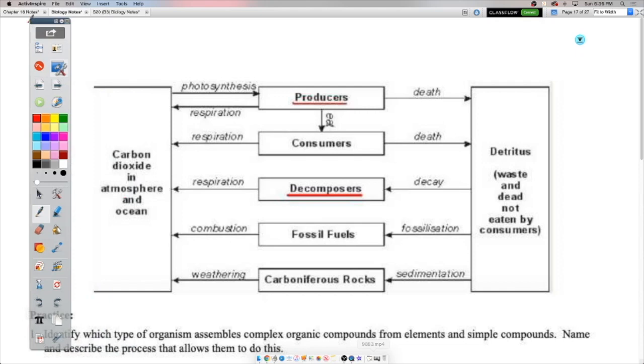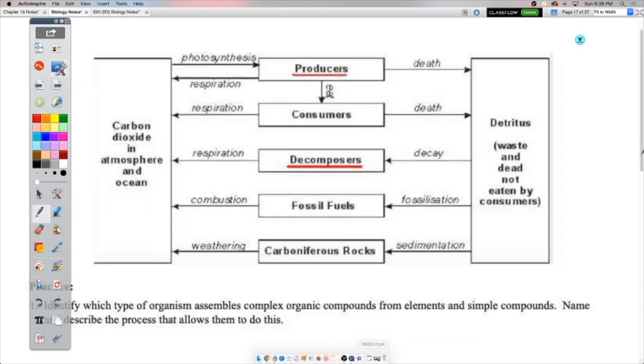So I really like this graphic. It kind of sums up every single process in the carbon cycle. It looks like a lot at first, but just kind of pick one thing and follow it along, and you'll see it kind of does a nice job of mapping out the carbon cycle.